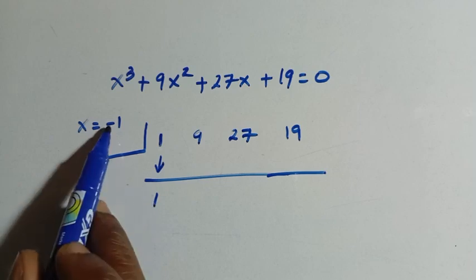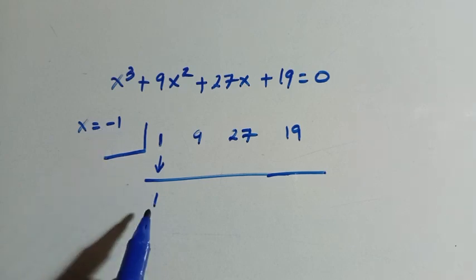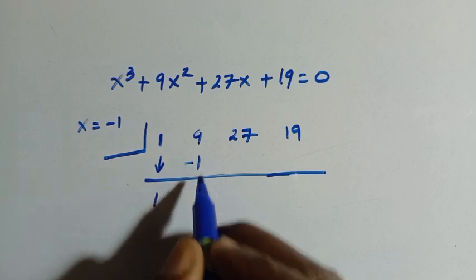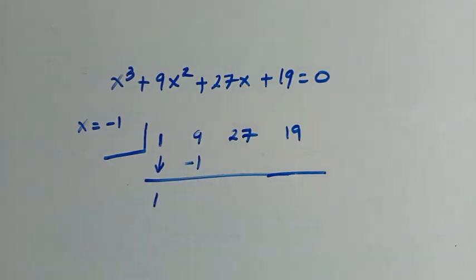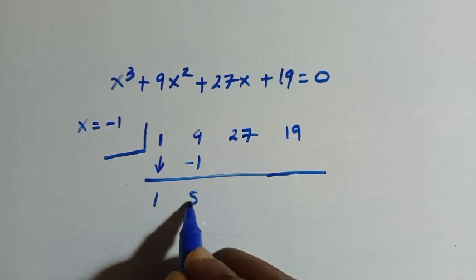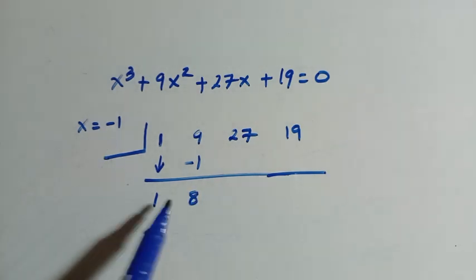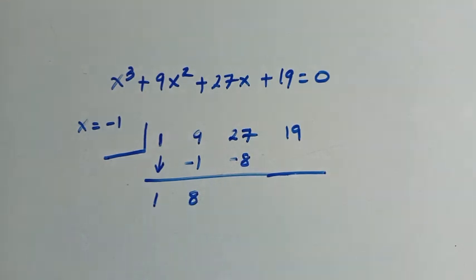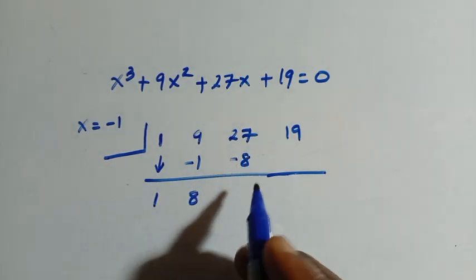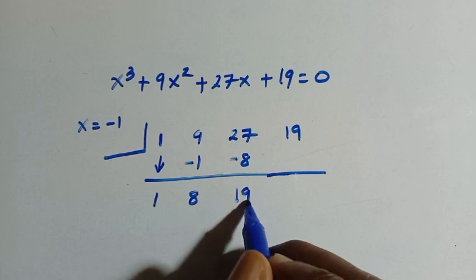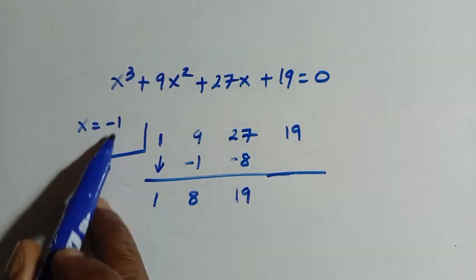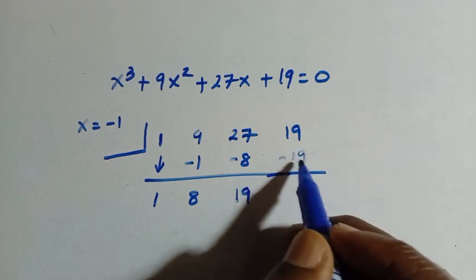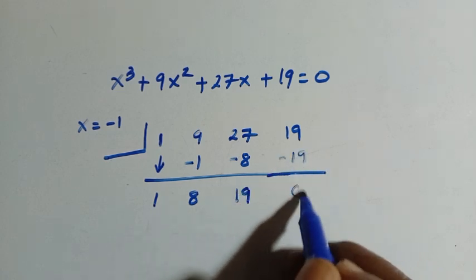Then we start multiplying this first root with what we get here. So -1 multiplied by 1, we have it as -1. Then when we add this together, we get 8. And also -1 multiplied by 8, that is -8. And when we add these two, we get 19. And -1 multiplied by 19, that is -19. And we add this, we get 0.